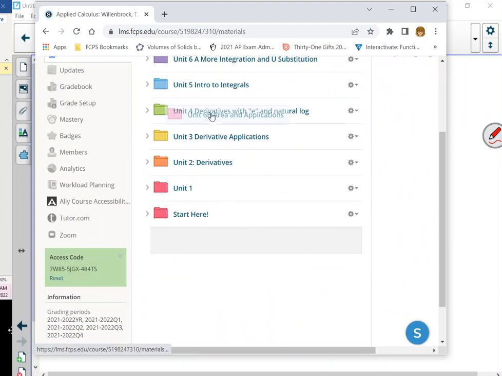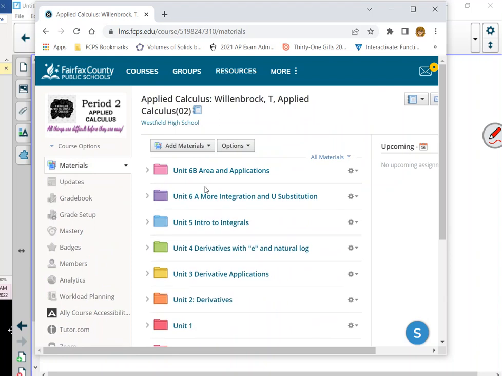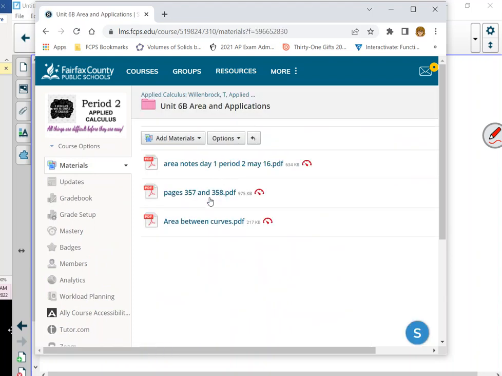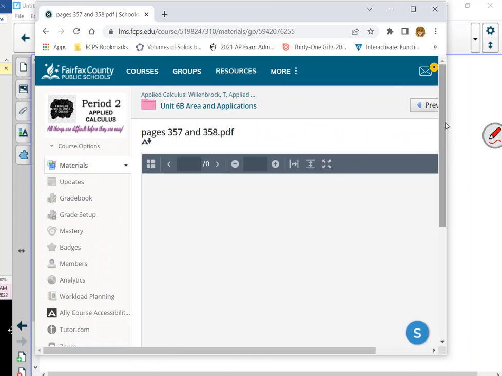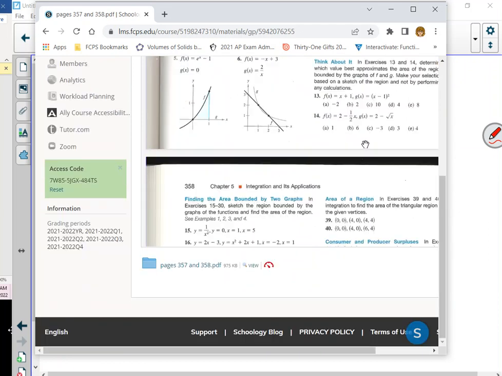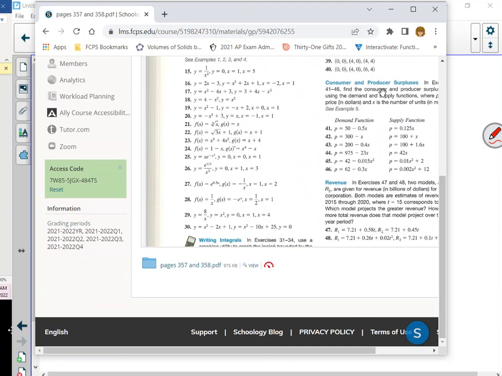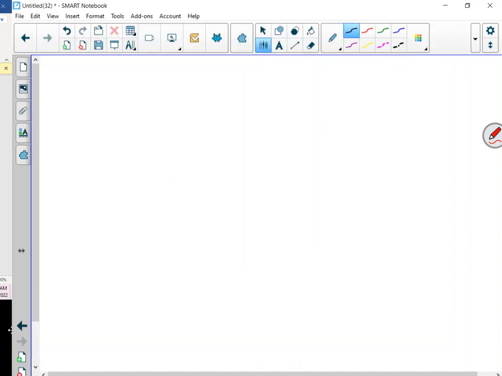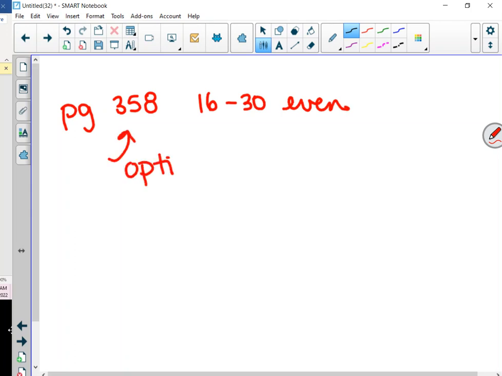So, kind of making a 6B folder, consider that what we're doing right now. And so these are 2 pages. What I was suggesting though are the problems that are on page 358. Here, some of these would be good as practice problems. So I'm going to go ahead and make sure that there's a key available for page 358 for 16 through 30, the evens. That is 100% optional. That is optional practice. Okay?